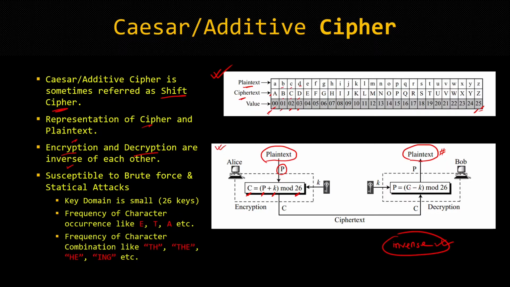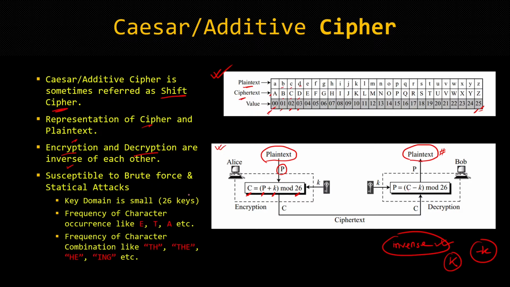Now, how is this being inverse? We use the ciphertext and we use minus k here. This minus k is the additive inverse of the key k. So what we do is subtract k from C and mod it with 26. That is how we can get the plain text. We are going to see this through an example as well.